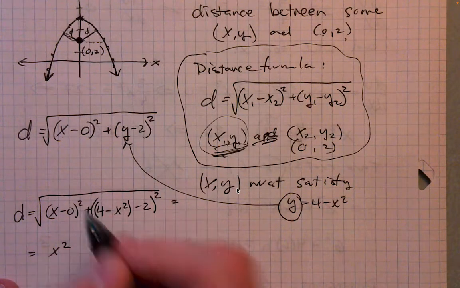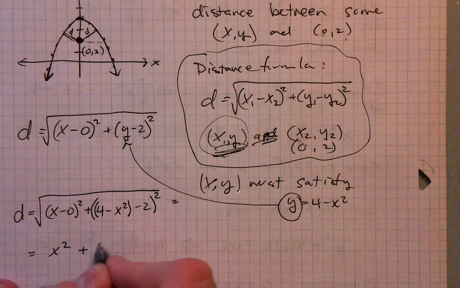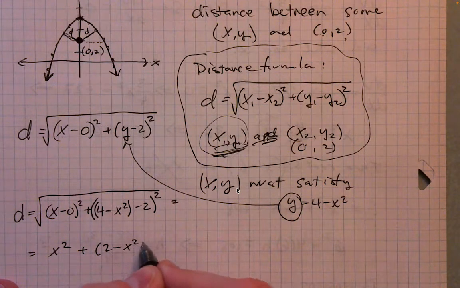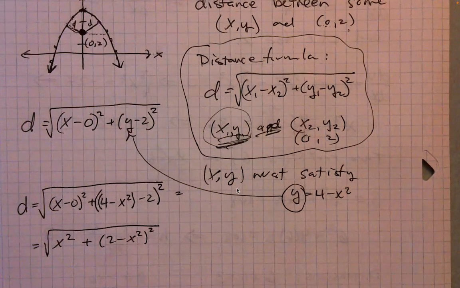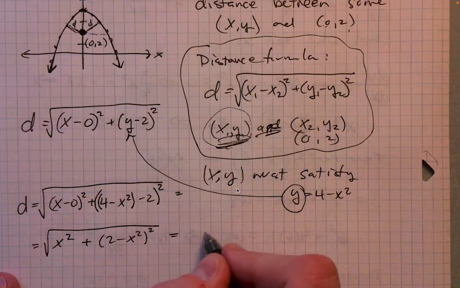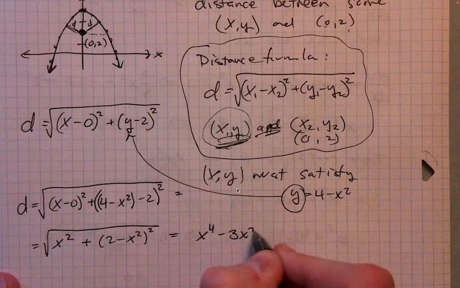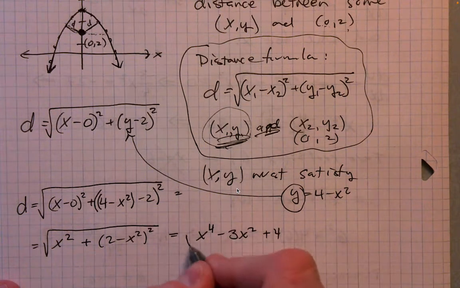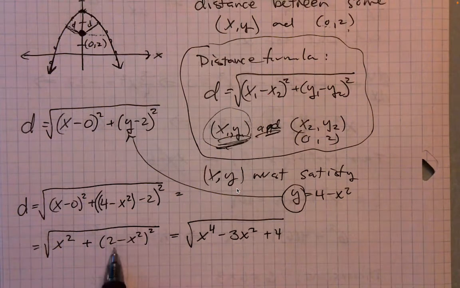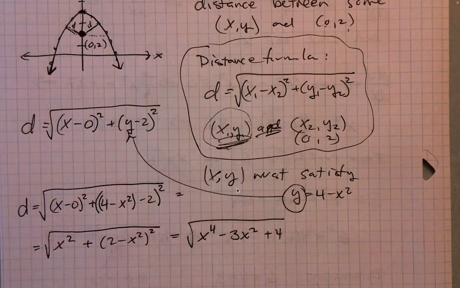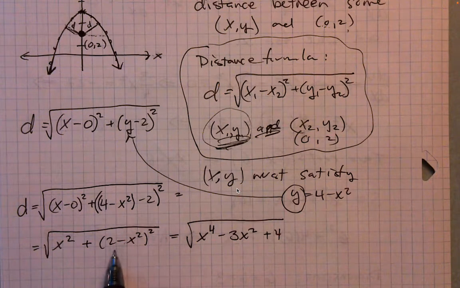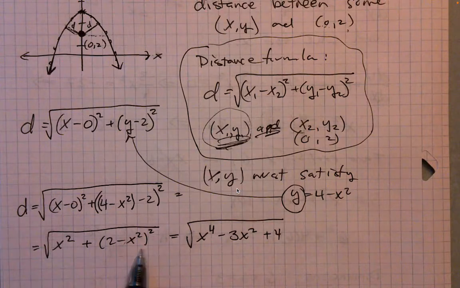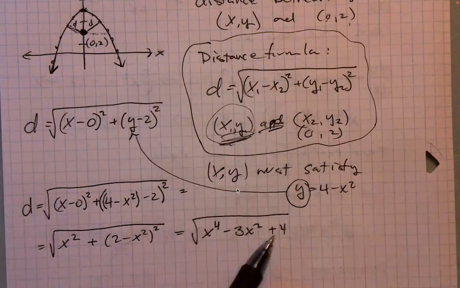And that should be a plus there also: plus 2 minus x squared, squared. So it looks like that. Then we can expand that further, and ultimately we get x to the 4th minus 3x squared plus 4. That's just expanding this: you have to FOIL this out and then combine like terms. You can see you're going to get x to the 4th, and then minus 4x squared plus an x squared gets you that one, and the 2 times 2 gets you the 4.